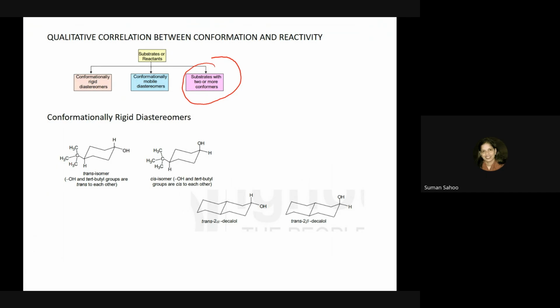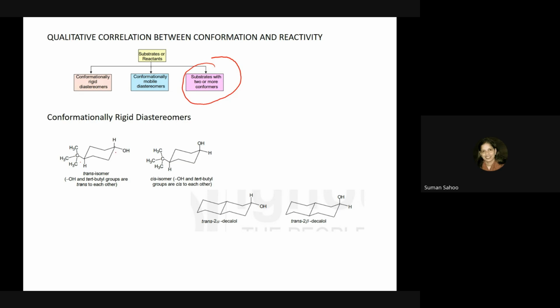You just see when we have 4-tertiary butyl cyclohexanol. In its trans isomer, both the groups are in equatorial positions, and in the cis isomer, the tertiary butyl group would be in the equatorial position, and the OH group has to be in the axial position. So these two are diastereomers, and you cannot interconvert them. So these are rigid diastereomers. Among these, the equatorial one is more stable as compared to the axial one.